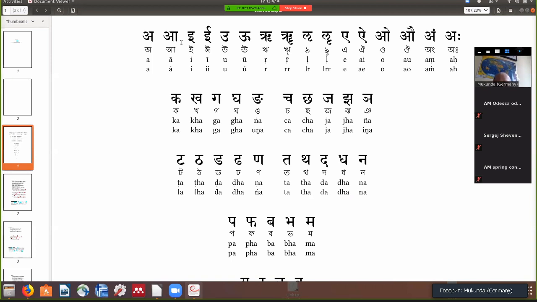The next is 5 groups of consonants ordered per point of articulation of the sound in the mouth.